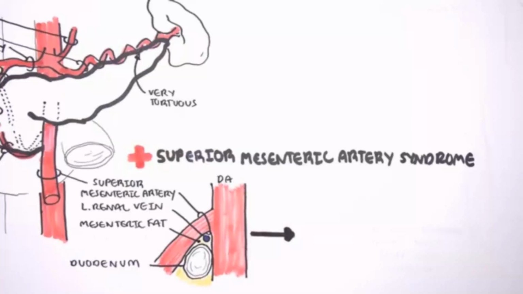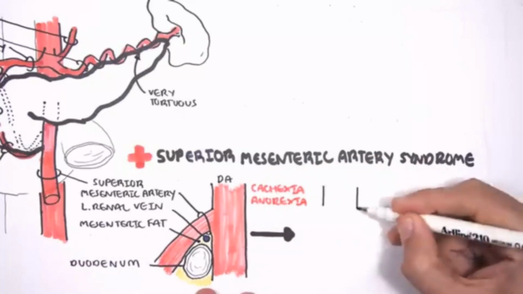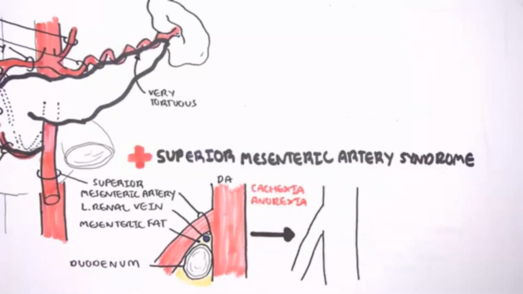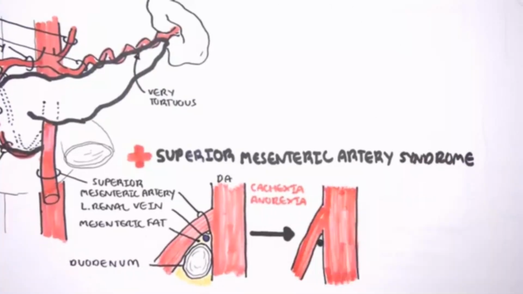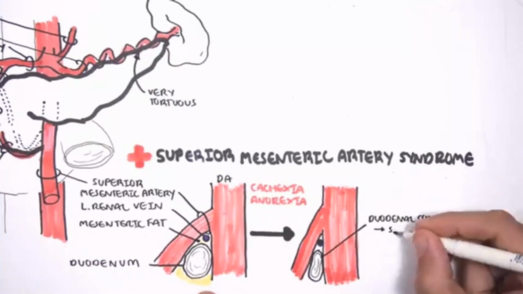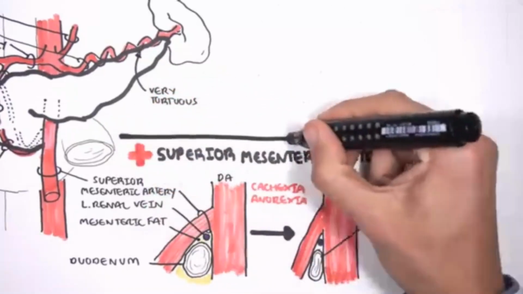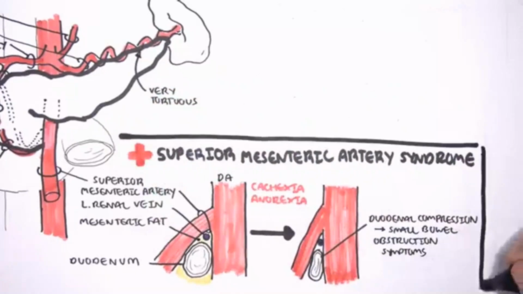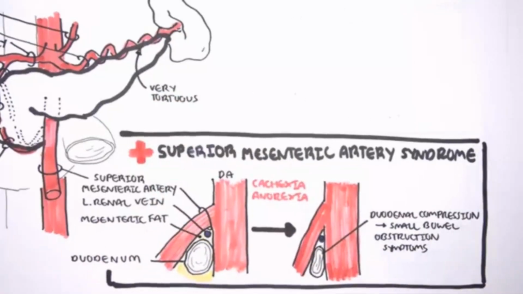So you can imagine if you become malnourished, resulting in cachexia, it can be due to anorexia or malabsorption, you lose all this mesenteric fat. This causes duodenal compression, which will essentially give symptoms of bowel obstruction. But when you think about it, in superior mesenteric artery syndrome the angle is very acute, and it can also cause left renal vein obstruction, which can cause kidney injury and also left-sided varicocele.